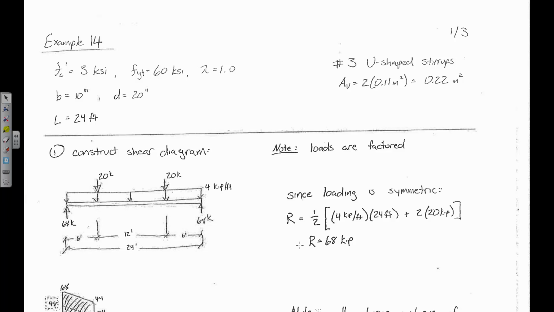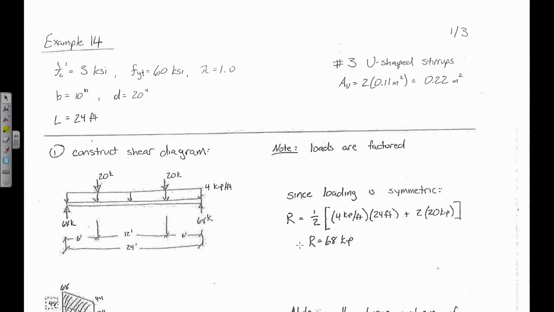I have a beam that's 10 inches wide and has a 20-inch effective depth, and it's a 24-foot-long beam, although that doesn't really matter. What really matters is this. This is the loading scenario. I have a beam that's 24 foot long, that's simply supported, that has a distributed load of 4 kips per foot, but I threw in those point loads as well.